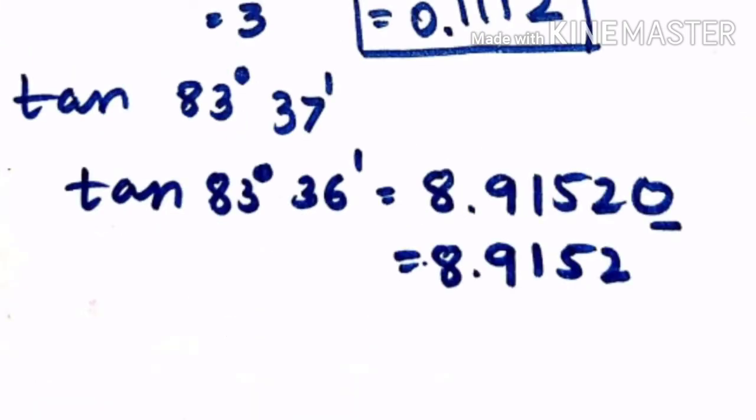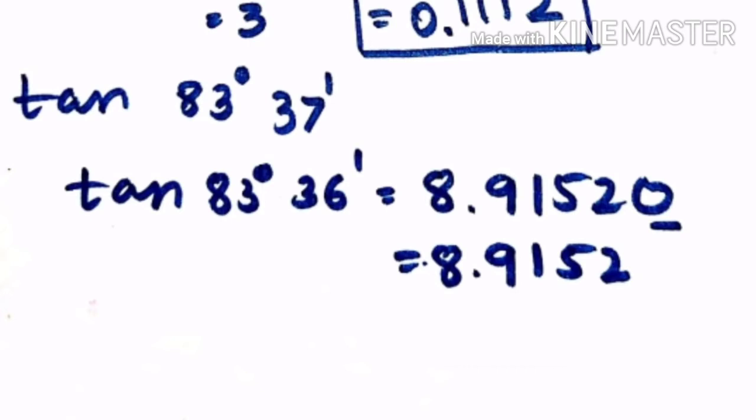Now take tan 83 degree 37 minute. So here you have to open the second page of the natural tangent table, in which you will see the value at 36 minute. In the column, you check 83 and 36 minute, you find 8 point. Now you will see where these 8 point are written.